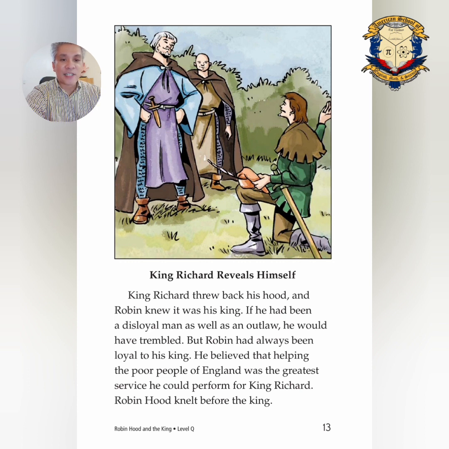If he had been a disloyal man as well as an outlaw, he would have trembled. But Robin had always been loyal to his king. He believed that helping the poor people of England was the greatest service he could perform for King Richard. Robin Hood knelt before the king.